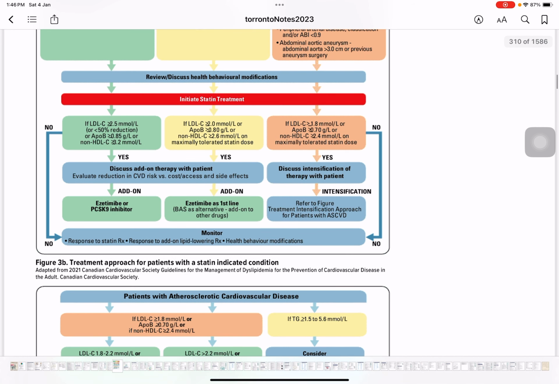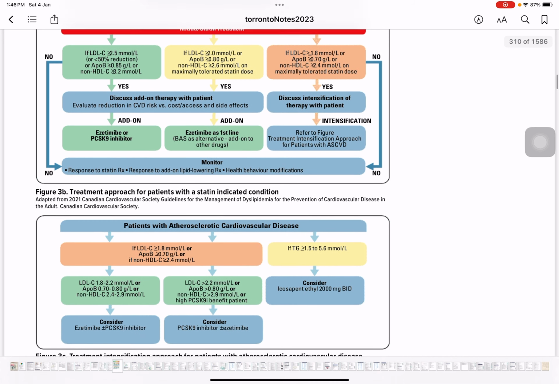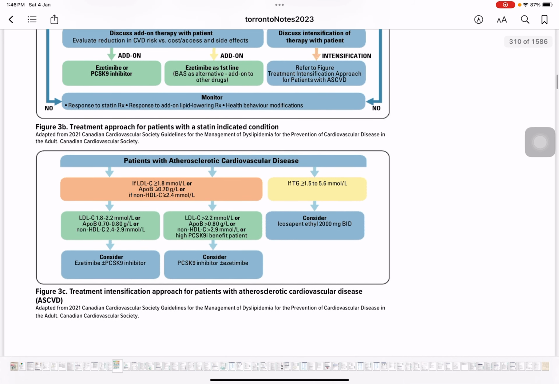Refer to the figure on the treatment intensification approach. And for the intermediate and low risk ones, discuss add-on therapy with the patient. Add-on therapies are ezetimibe and PCSK9, and then you have to monitor the response every 3 months. Once the patient is stabilized, you will then shift to 6 months or 1 year.